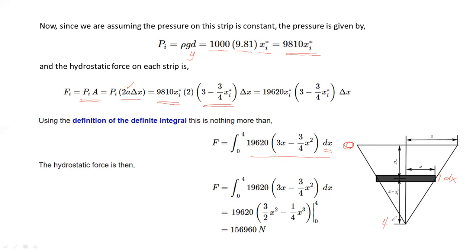So as we go down, we expect that hydrostatic force will be increasing. So this would be our complete integral now. The hydrostatic force that is exerted on this triangular plate is equal to 156,960 newtons. Now, this part here will just simply use power rule. Actually, you need not even worry about the technique that you will use because you're dealing with a definite integral. Your calculators can do the rest of the work for you.